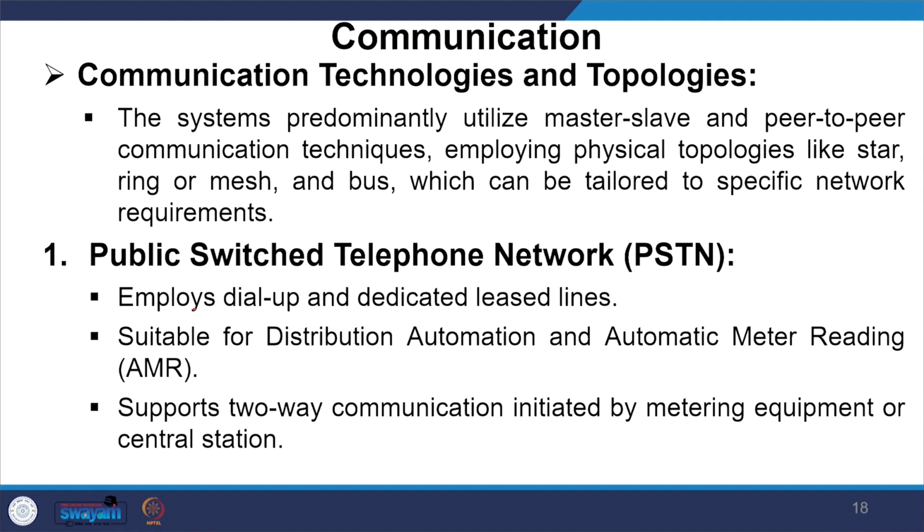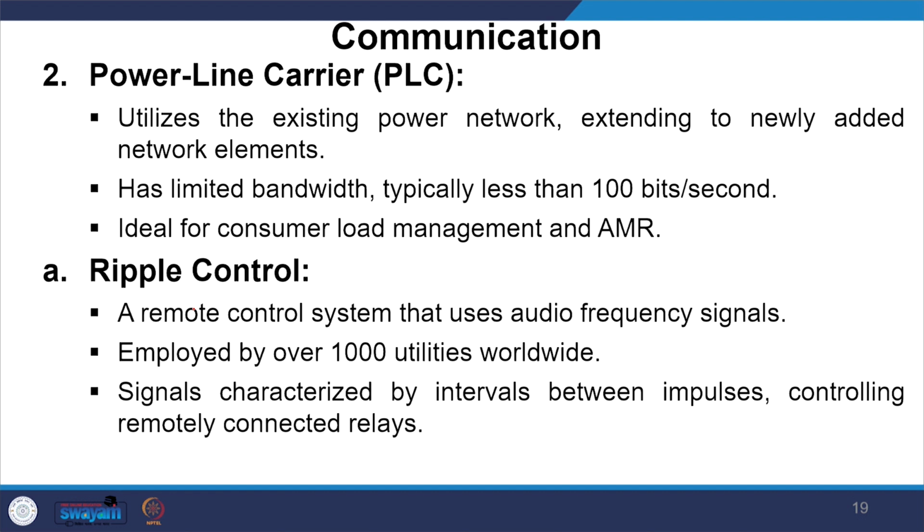PSTN, Public Switched Telephone Network, employs dial-up and dedicated leased lines, suitable for distribution automation and automatic meter reading, that is AMR, and supports two-way communication initiated by metering equipment or central stations. Powerline Carrier, PLC, utilizes the existing power network, extending to newly added network elements. It has limited bandwidth, typically less than 100 bits per second, ideal for consumer load management and AMRs.